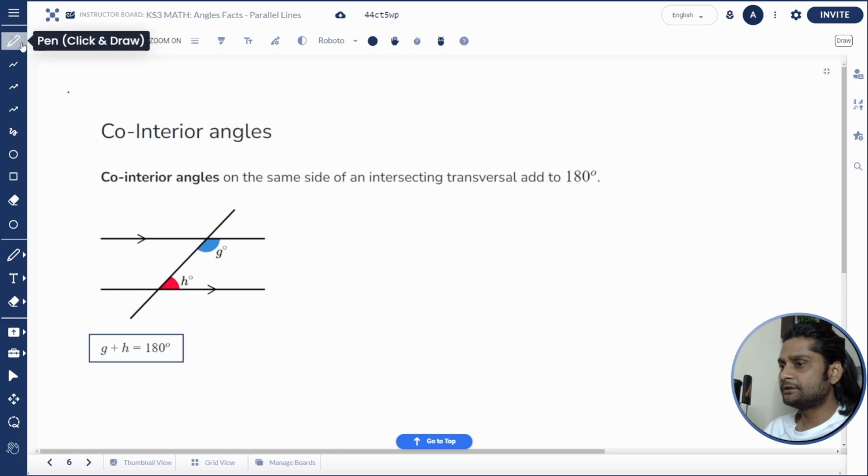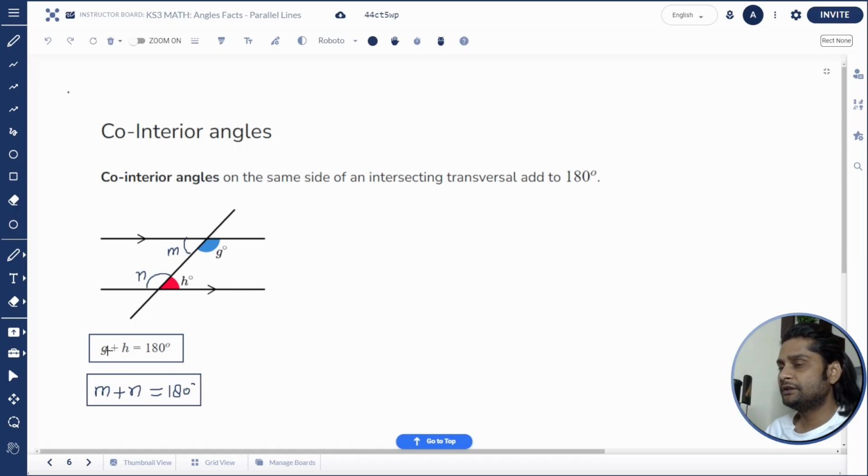This is one possibility. We can have another possibility. Let's say this angle is M, and this angle is N, and the lines are parallel. So we can have another pair, again supplementary. M plus N will also be equal to 180 degrees. And these angles M and N, or G and H, are called the pair of consecutive interior angles or co-interior angles. Now we just discussed a few examples of different types of angles.